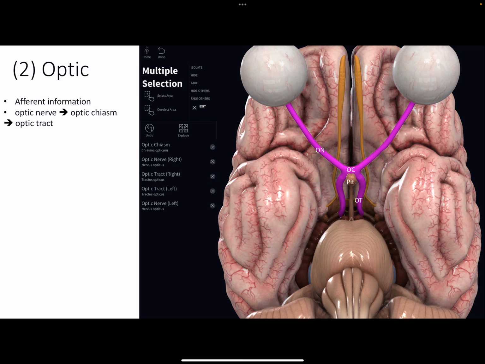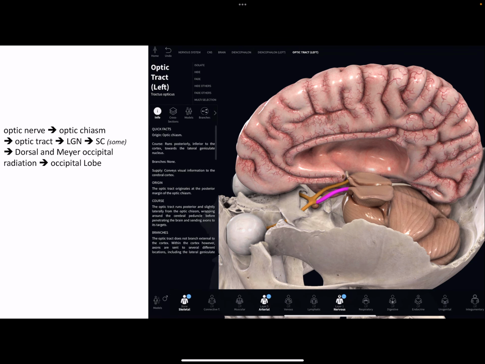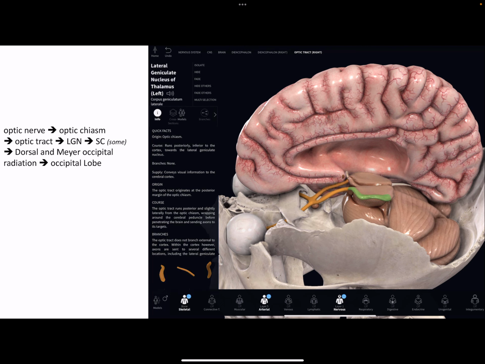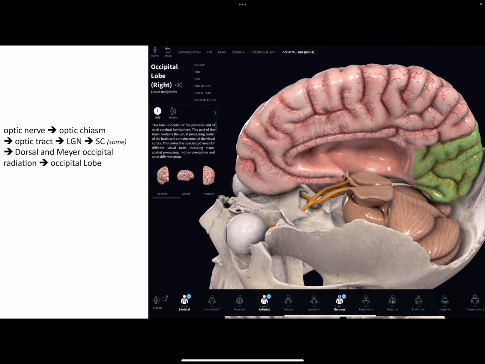We then go through either the dorsal, sometimes known as Baum's, we'll talk about that, or the Meyer occipital radiation. So we go from a tract to a radiation, and then we go to the occipital lobe, which is our destination for visual processing. So let's go ahead and take a look as we move through this. Optic nerve, optic chiasm, optic tract, lateral geniculate nucleus, superior colliculi, occipital lobe. Not shown are the dorsal and Meyer occipital radiations, because I think they're just too thin.